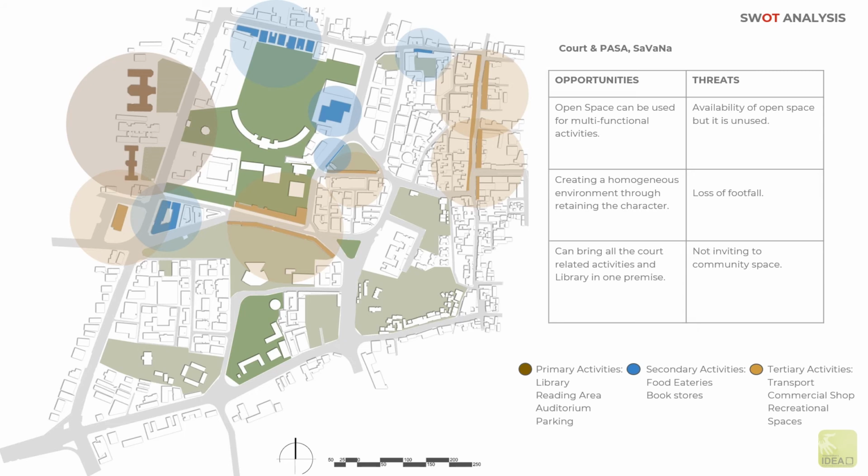Whereas the opportunities are: the big open space can be used for multifunctional activities, creating a homogeneous environment through retaining the character of the buildings, clubbing court-related activities and library in one premise. Threats are loss of footfall near the library, development of unused spaces in the open area, and creation of an uninviting space for the public realm.